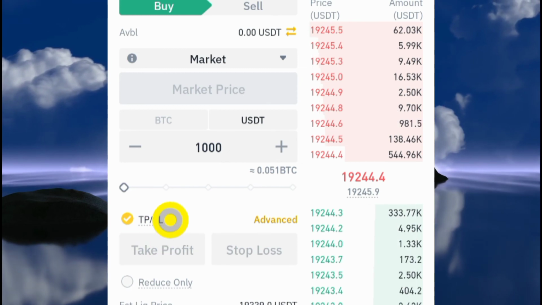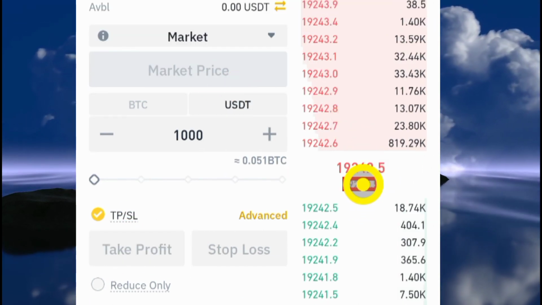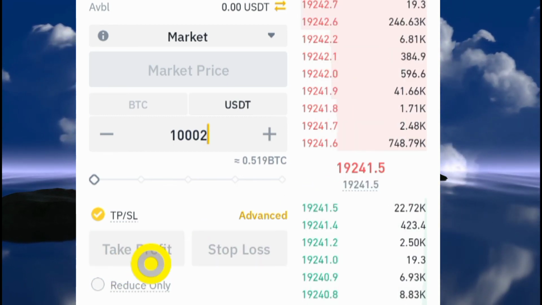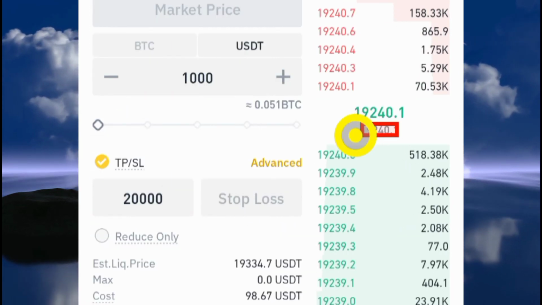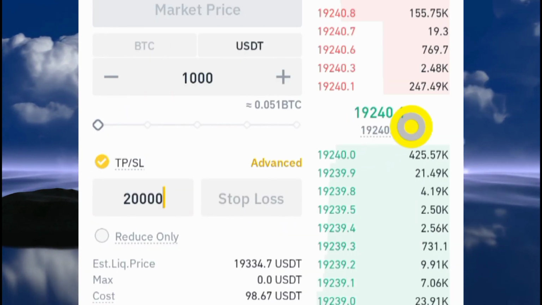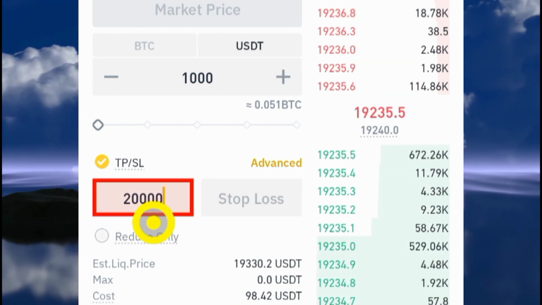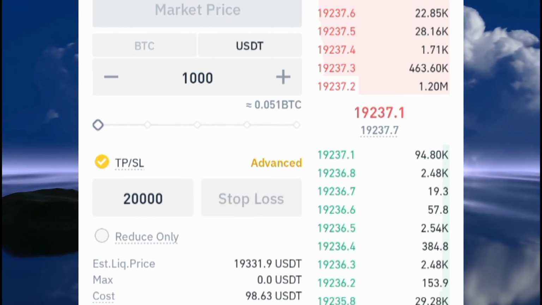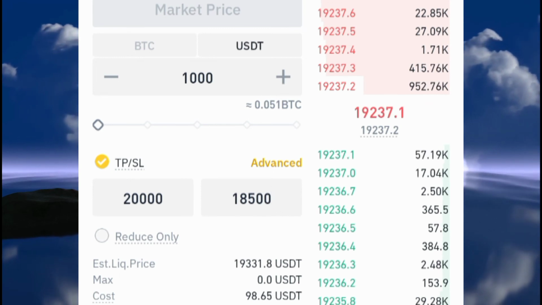TP/SL function here. So basically what you're going to do is, you're buying at this price range here, you could set a take profit of $20,000. So you're saying, hey, I'm buying at a market price of 19,240. When the price of Bitcoin gets to $20,000, I want to take my profit. And if it falls below $19,000 and goes to maybe 18,500, I also want to stop my loss.